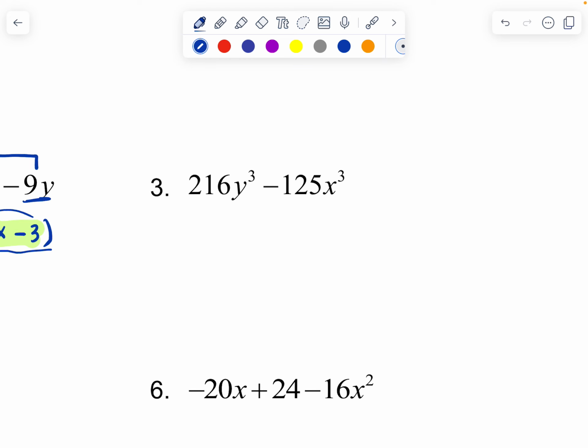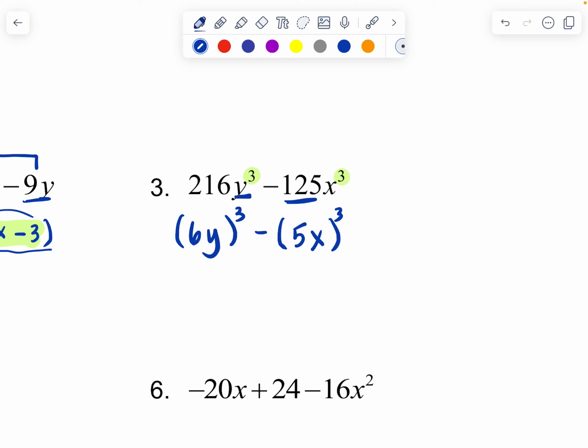Okay, whenever you see cubes, it's probably going to be a sum or difference of cubes. So let's see if we can do this one. So first, I need to rewrite this as something cubed minus something cubed. Now, you guys, this first number, 216, is a little bit too big for me. But what times itself 3 times gives you 216? That is 6. And then what times itself 3 times gives you y cubed? That would be y. And then the 125, that's one that I told you that you need to know. So it's going to be 5 and then x.